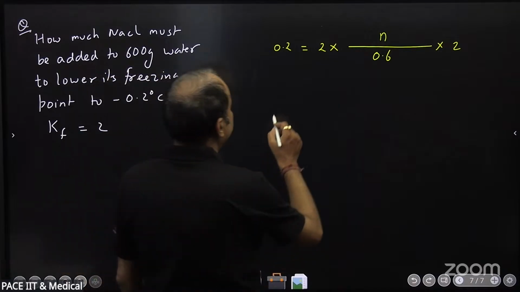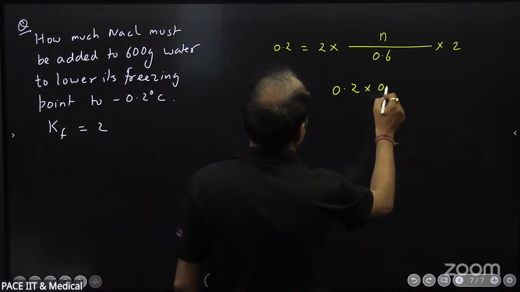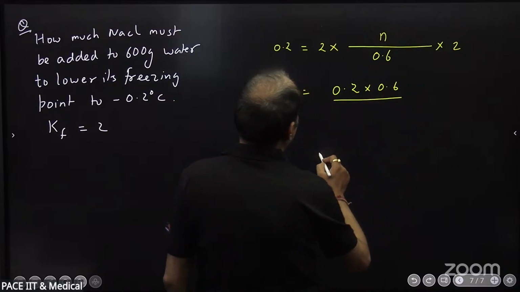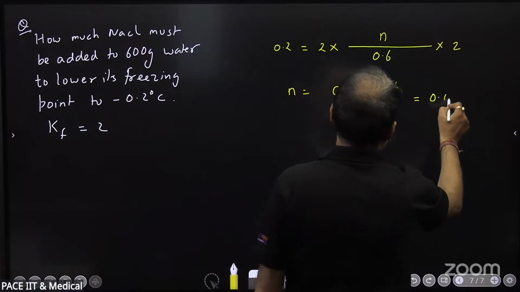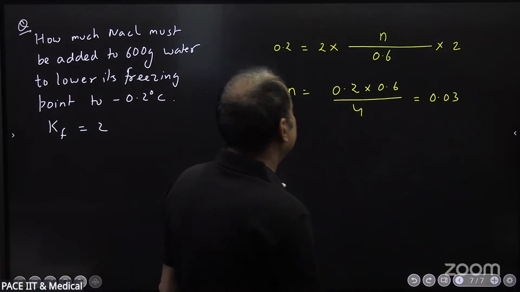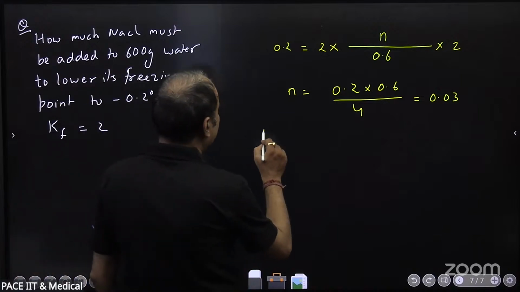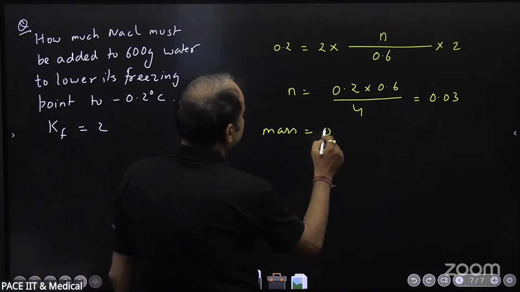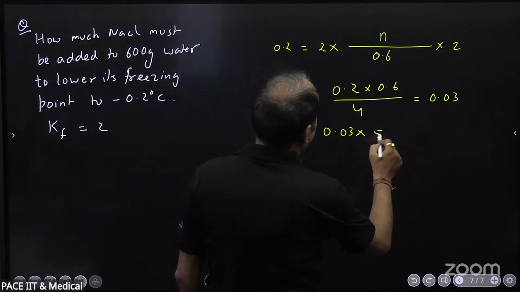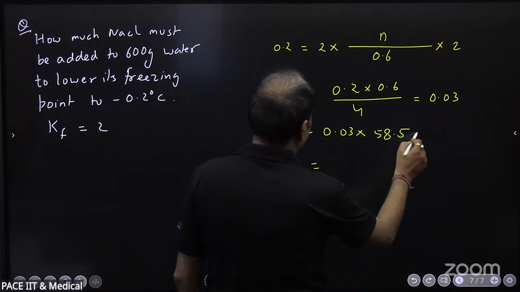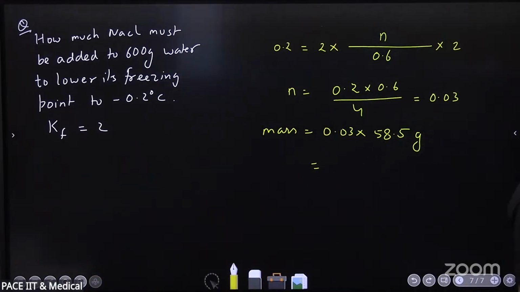So from here, how much will we get n? 0.2 into 0.6 by 4. Correct? So moles of NaCl we get 0.03. And then you can calculate the mass of NaCl: 0.03 into the molar mass of NaCl, 58. Okay. So in this way you can do it.